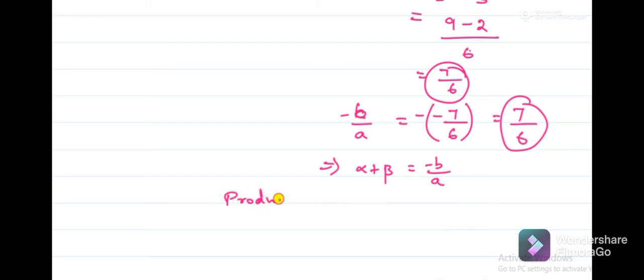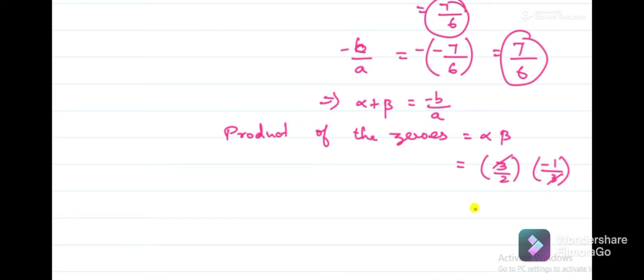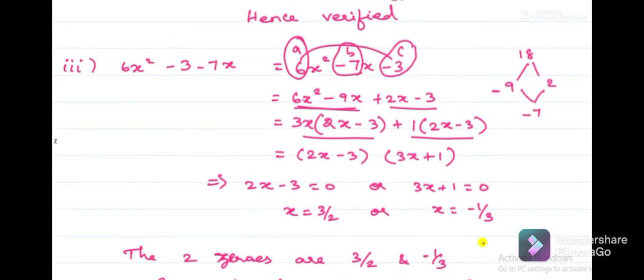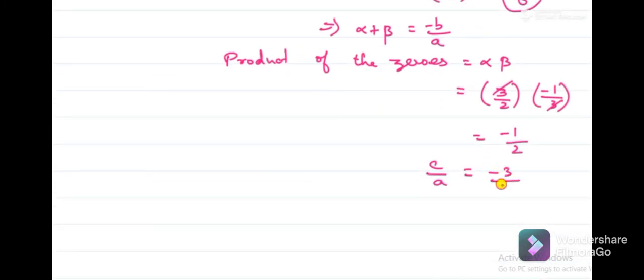Next, product of the zeros is equal to alpha into beta. 3 by 2 into minus 1 by 3. 3 and 3 are getting cancelled. Minus 1 by 2. C by A is equal to minus 3 by 6. This will also give you minus 1 by 2. They are equal. Alpha into beta equal to C by A. Hence, this is verified.